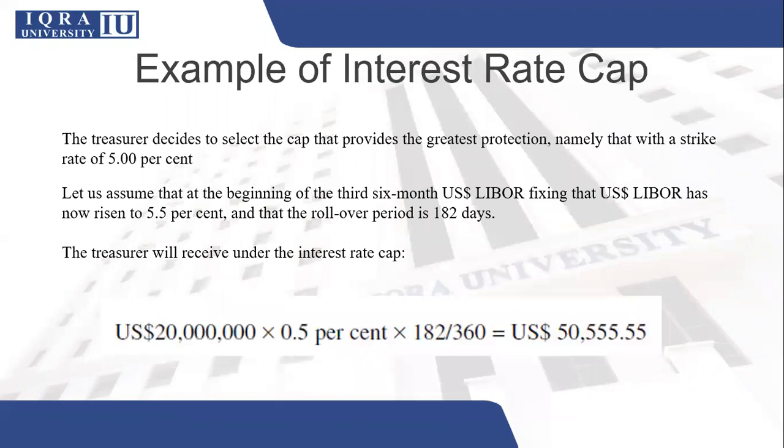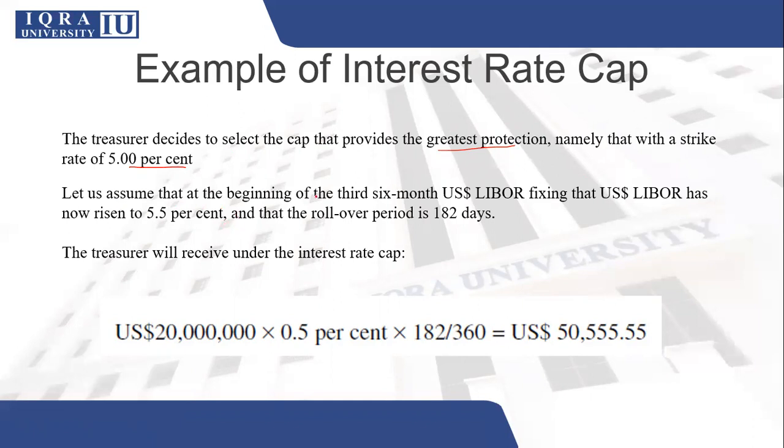Now, assuming that the treasurer has decided that he will go for the greatest protection, namely with a strike price of 5%. He does not even want his interest payment to go to 5.5%. He wants to lock it in at 5%.